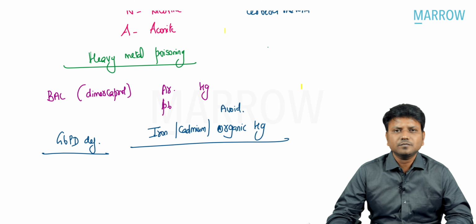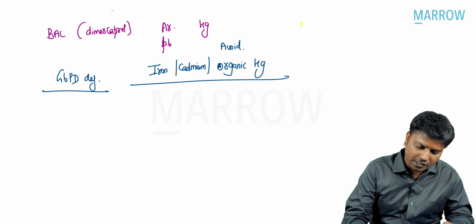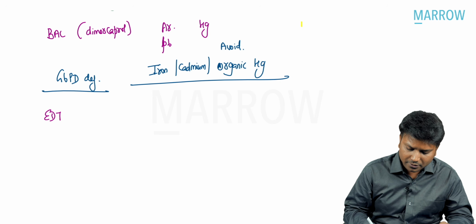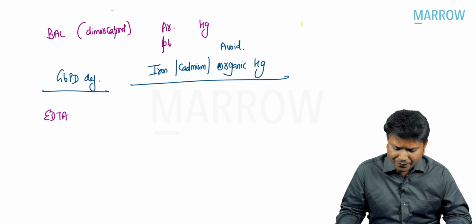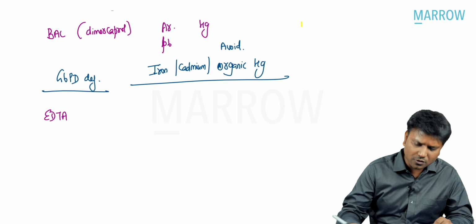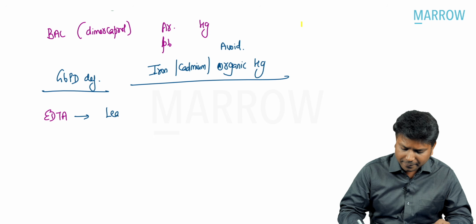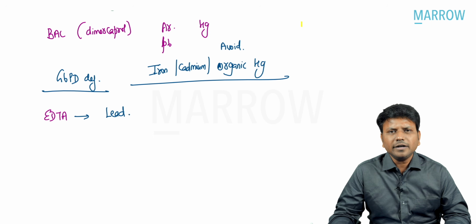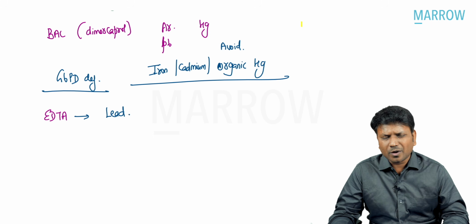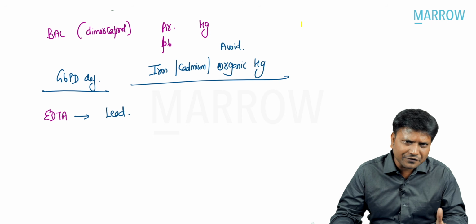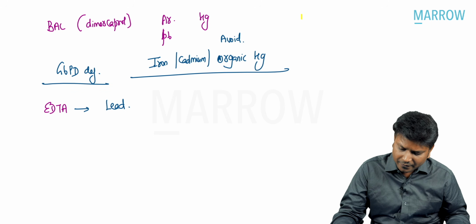Avoid. Now we have the next one, that is EDTA. Calcium disodium EDTA. EDTA is also commonly used in many metals, arsenic, lead and so on, but is ideally preferred in lead poisoning. It increases excretion of lead in the urine. That is the reason why, if any person has renal insufficiency, EDTA should be given very cautiously.